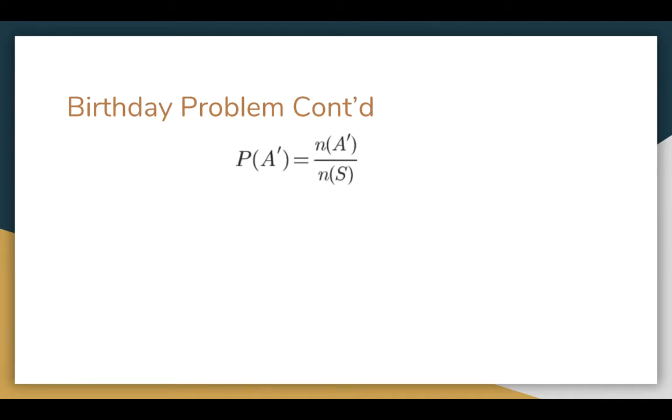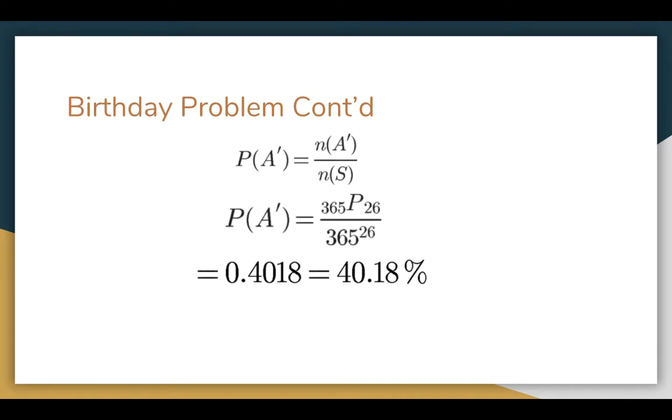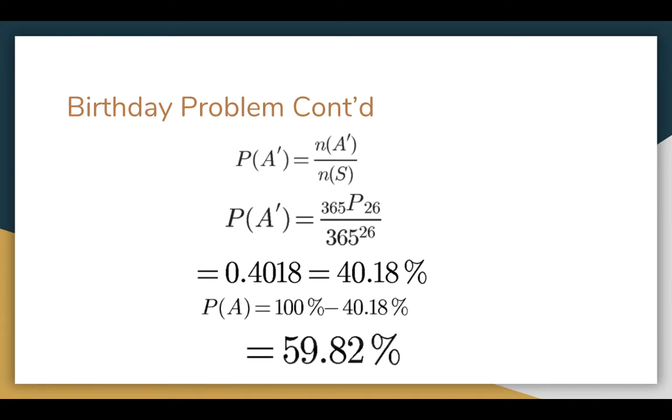And so continuing, we can divide them now to find out the probability that we don't have the same birthday. And if we divide those, we actually get 40%. And so if you were thinking over 50% before, you'd be right. There's a 59.8% chance that 2 of the 26 people share a birthday.